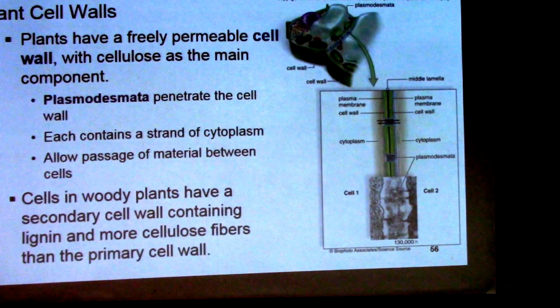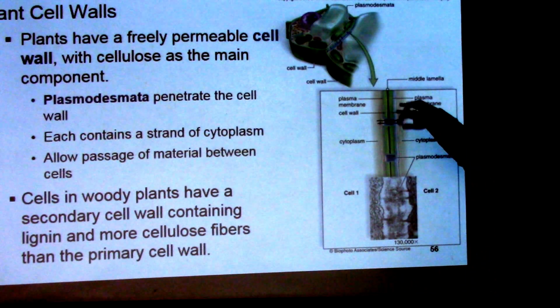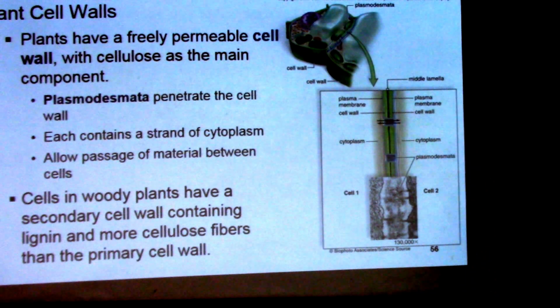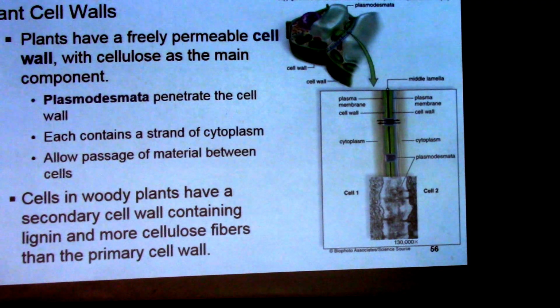The same type of system in case of plants is called plasmodesmata. Plasmodesmata are these type of channels, which we saw in the previous slide also. Instead of calling them gap junctions, they are called plasmodesmata in case of plant cells.